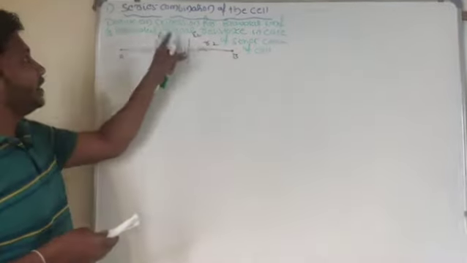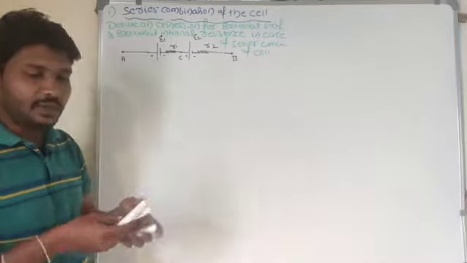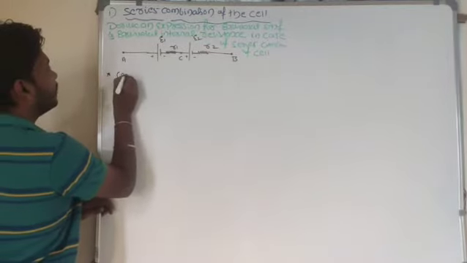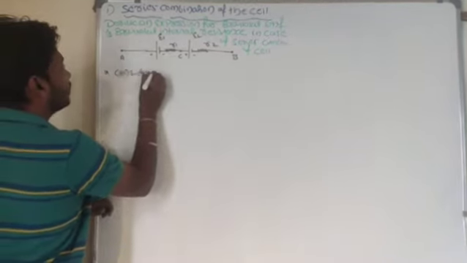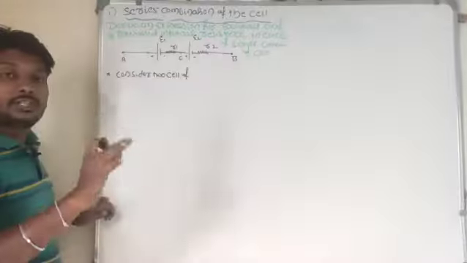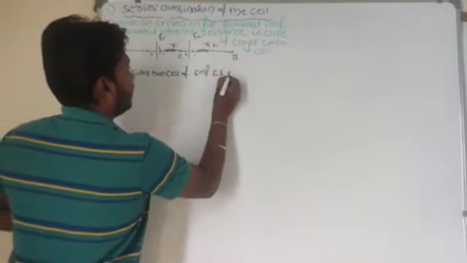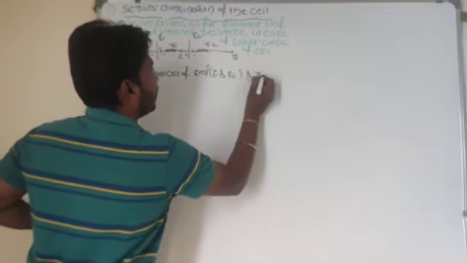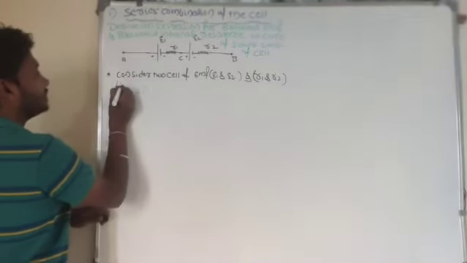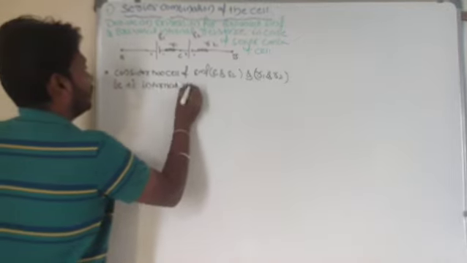So now let me find the value of equivalent EMF and equivalent internal resistance in case of series combination of cells. First, consider two cells of EMF E1 and E2, and let R1 and R2 be their internal resistances.